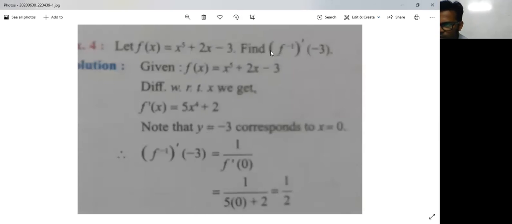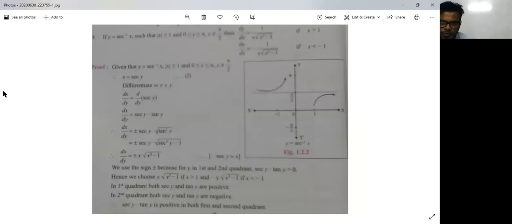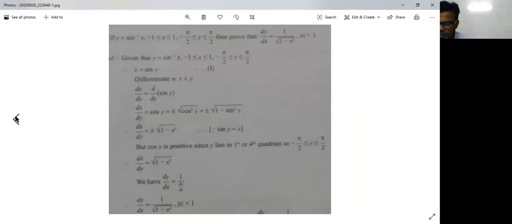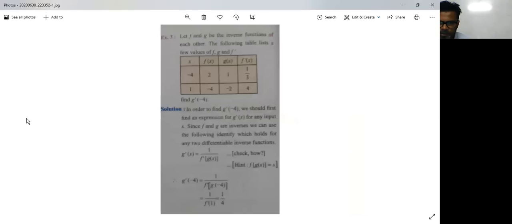f(x) is x^5 plus 2x minus 3, and you have to find f inverse of -3, that means y is -3. Differentiate this. Differentiation we have seen, so f'(x) is 5x^4 plus 2. Note that when y is -3, the line will be passing through -3 and x will be 0, right? So when the line passes through this and x is 0, clear?